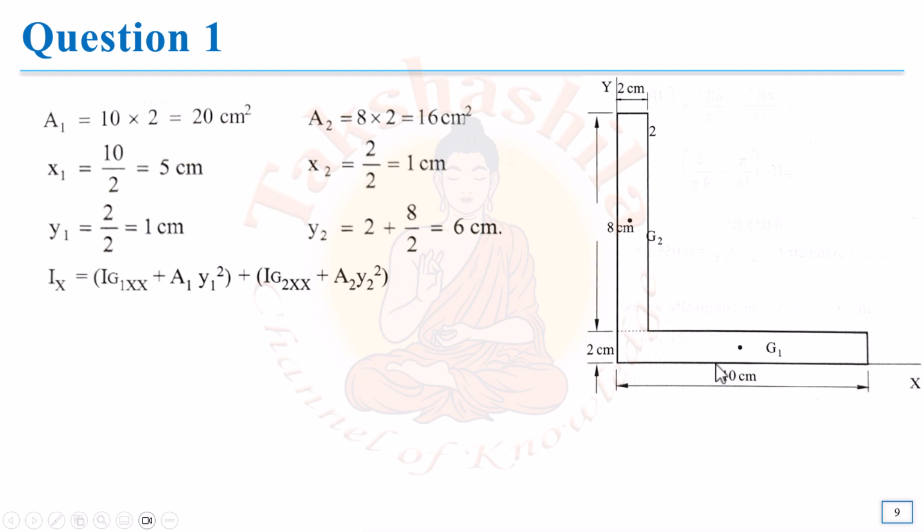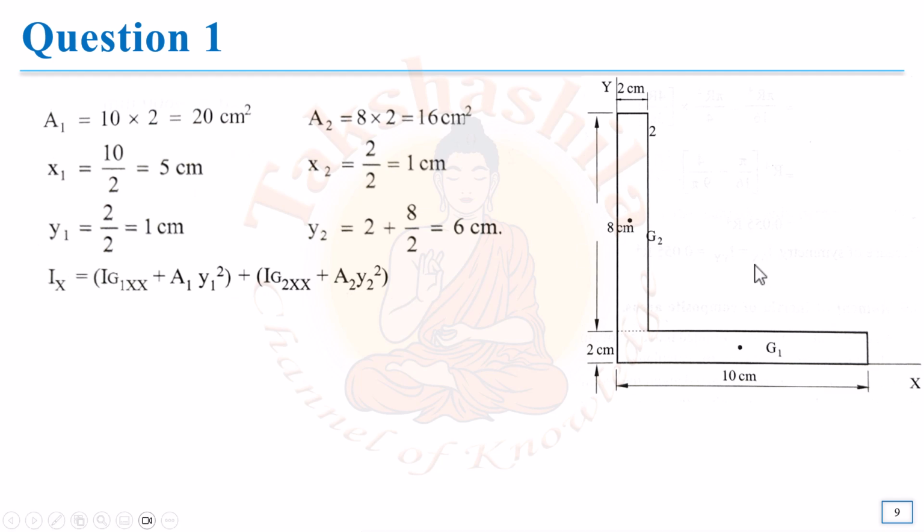We know the equation b h cube by 12, where b is the base width, that is 10 into 2 cube divided by 12, which will give me the moment of inertia about this x-axis. Similarly, I can calculate the moment of inertia of this rectangle about the centroidal y-axis. The same procedure can be repeated for my second rectangle or any other figure I have in my question.